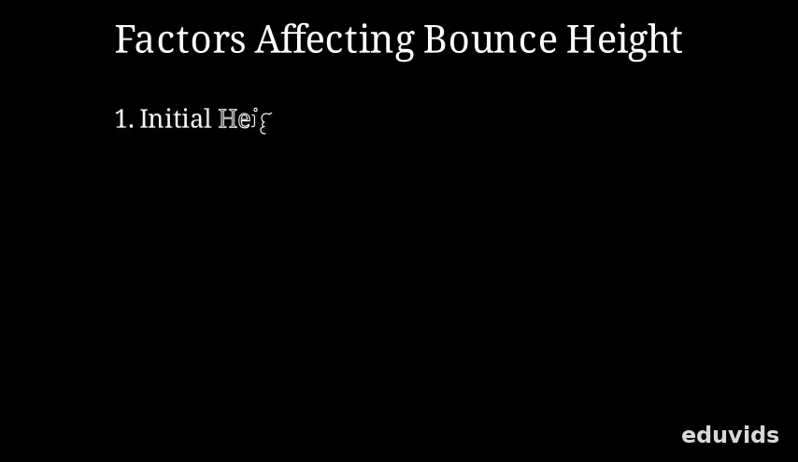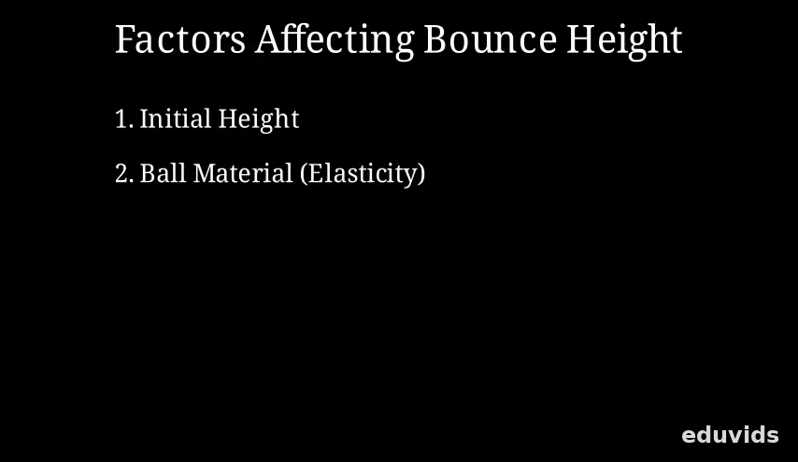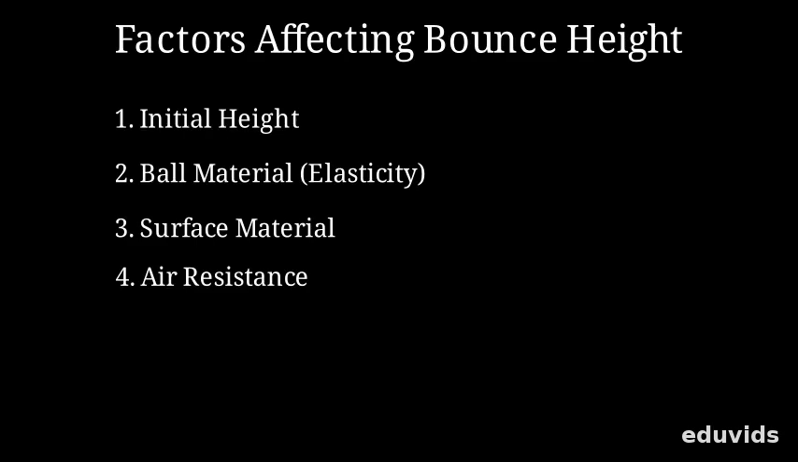Many factors influence how high a ball bounces. First, the initial drop height, giving it more potential energy to begin with. The ball's material is key. A rubber ball behaves differently than a clay one due to varying elasticity. The surface it hits also matters. Concrete provides a different bounce than a soft sandpit. And over time, air resistance constantly works against the ball, gradually stealing its energy with each bounce.